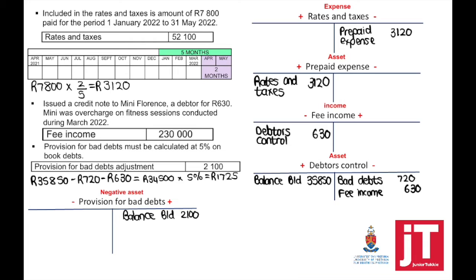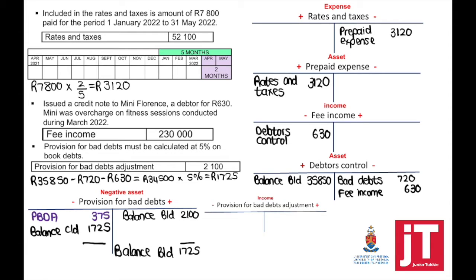Provision for bad debts has a balance brought down on the credit side, 2,100. This should now be decreased to 1,725. As soon as we have to decrease the provision for bad debts, the provision for bad debts adjustment is an income which will form part of your operating income. As soon as we need to increase the provision for bad debts, that is an expense to the business, the provision for bad debts adjustment.